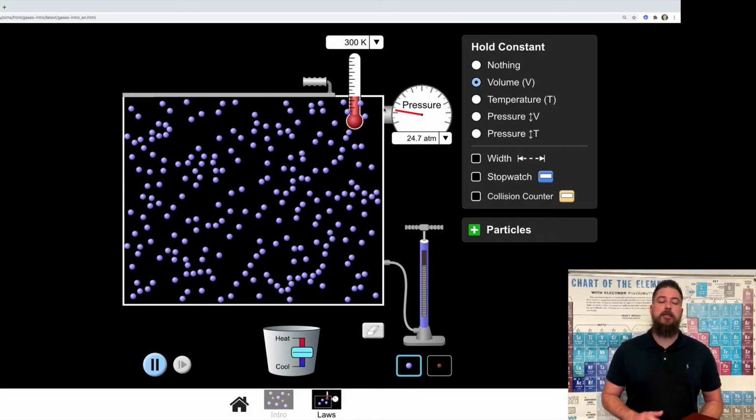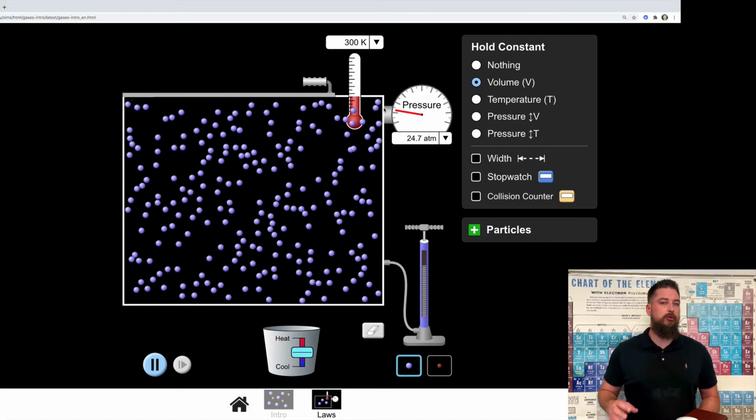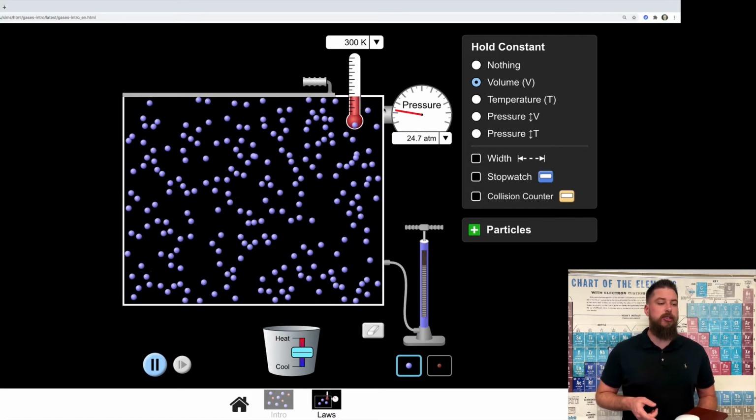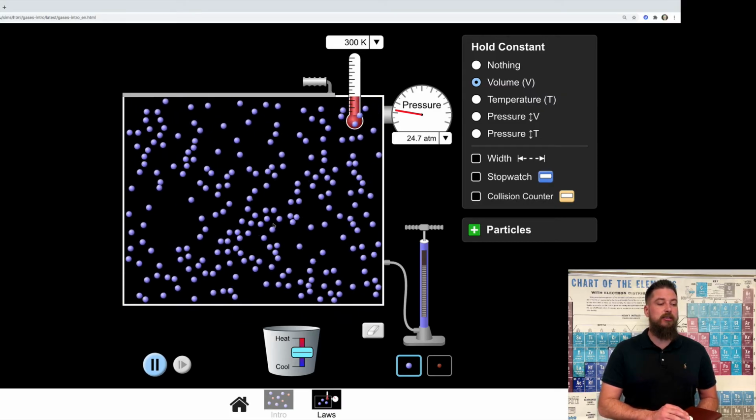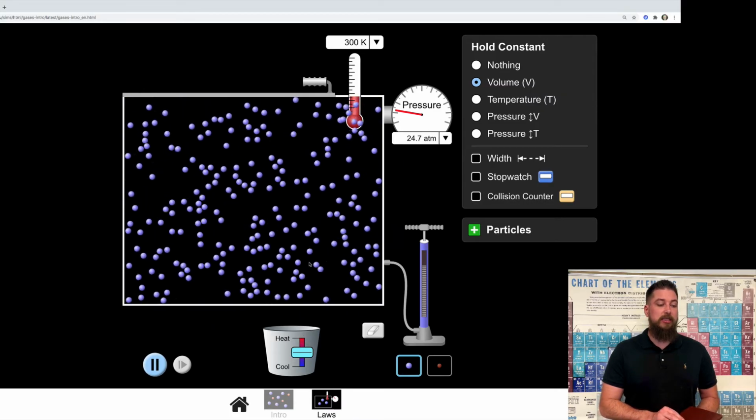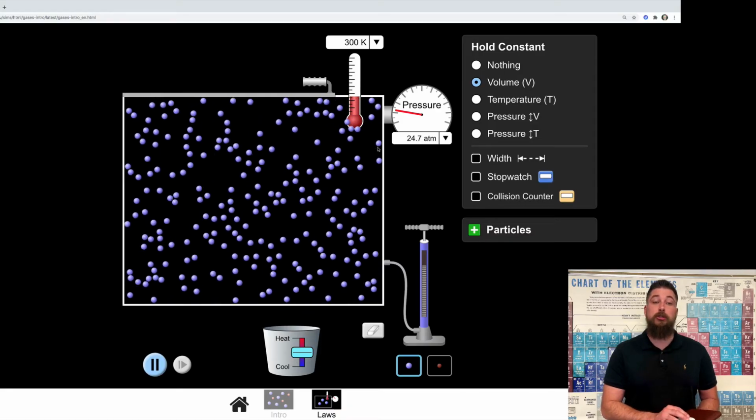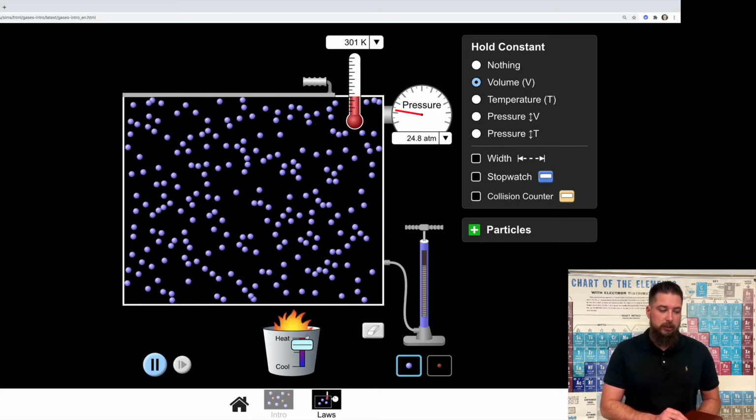So what happens if we increase the temperature? I want you to ask yourself this. I want you to answer this question. What is going to happen to this pressure gauge if we increase the temperature here? So I'm going to add some heat here. What will happen to the pressure? Will the pressure go up or down? So let's go and take a look.